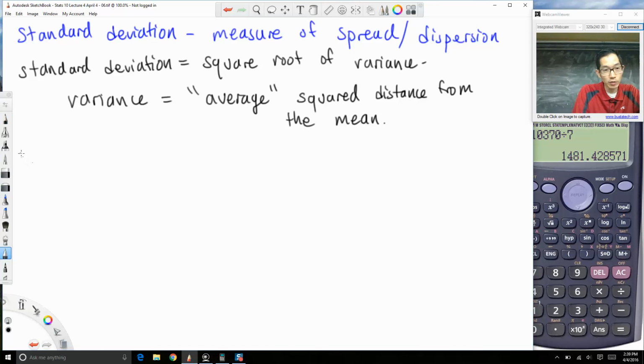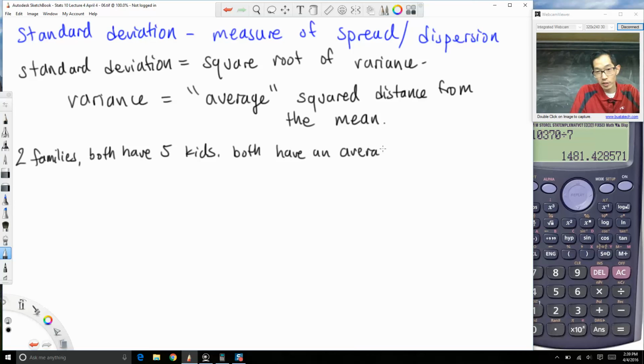Okay, so let's say we have two families. Both have 5 kids. And both families have an average age of children of 9. So both families, 5 kids, the average age of the kids in both families is 9, okay? Does life in both of these families necessarily look the same? No, and I'll tell you why.